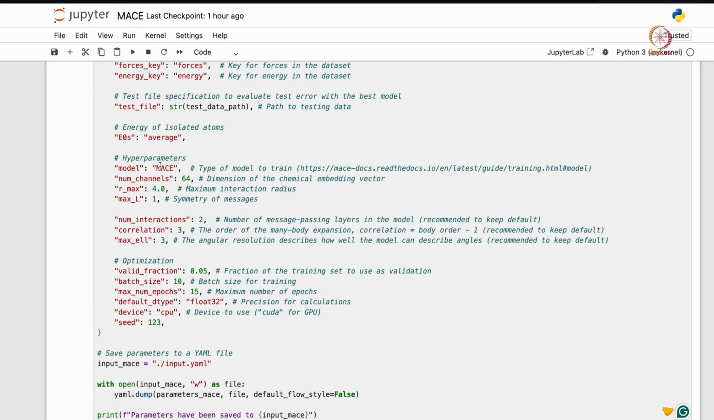So there are various types of models. There is linear MACE, there is MACE, there is dipole MACE. You can check them all out on their website. We will be using the vanilla MACE, which we call by this name, MACE.